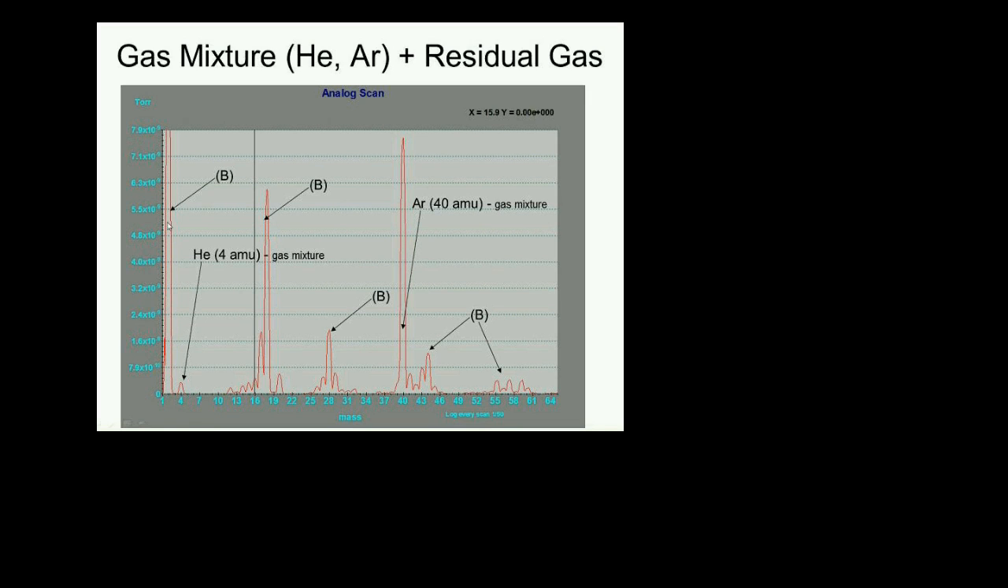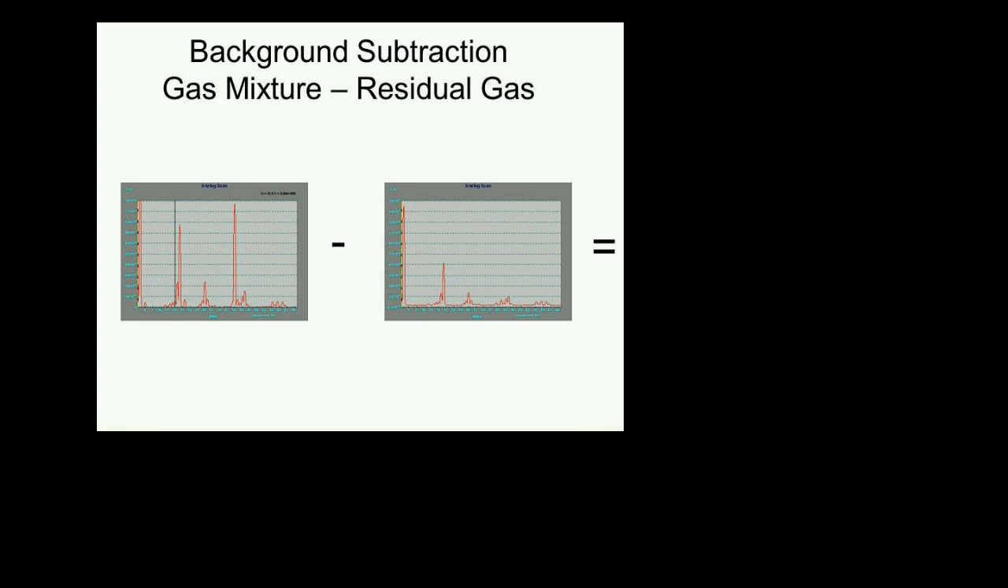Now I have a combination of the peaks that I had before, the background peaks, which are marked with P, and also the new peaks that I added, the helium and the argon. And of course, they are all present at the same time. So the question is, is there any way that I could separate one from the other? Is there any way that I could distinguish in my software what is background and what is real peaks? Well, one of the things that you could do is use what's called the background subtraction mode.